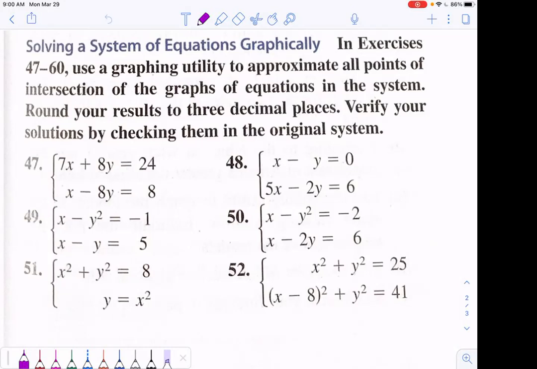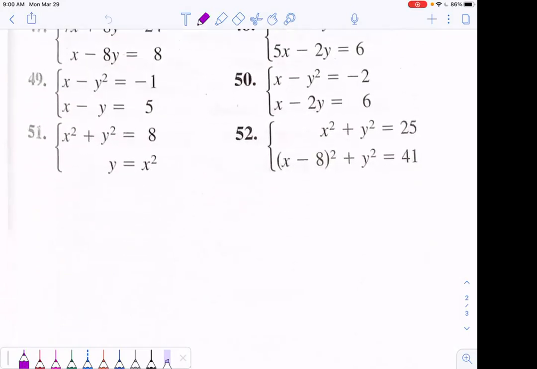So x squared plus y squared equals 8 is a circle. So when you graph it in your calculator, it should look like a circle, but we have to decide how to get it into the calculator to graph. Because it says to use a graphing utility to approximate all the points of intersection. So if we have x squared plus y squared equals 8, how would you go about getting that into the calculator? Kaden, how do you try and take that equation and put it in the calculator? So he said he made it the square root of negative x squared plus 8.